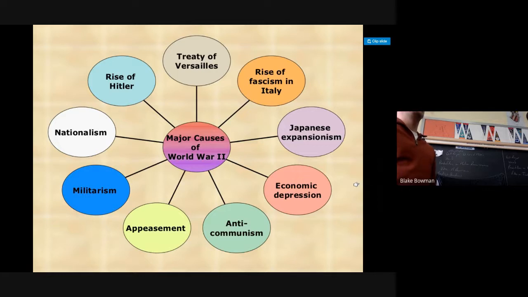As you can see, some of these repeat themselves from World War I, which you stated. Good job, Kiara. Nationalism, militarism. Forney, you said that. Okay, there's a lot of different factors that are very similar from World War I. Imperialism, okay, expansion.